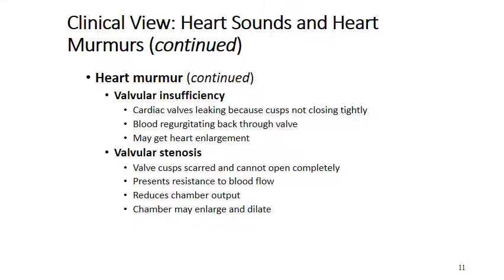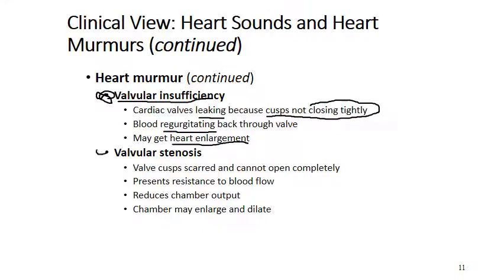So when we talk about these 2 different types, that first one here, the valvular insufficiency, we see that those cardiac valves are just leaking because the cusps of those valves are not closing tightly enough. So it means that we're going to have blood that's regurgitating back through the valve. So instead of a unidirectional movement of blood, you're going to have blood moving back. And it can cause heart enlargement, right? Because you're not actually expelling all the blood.